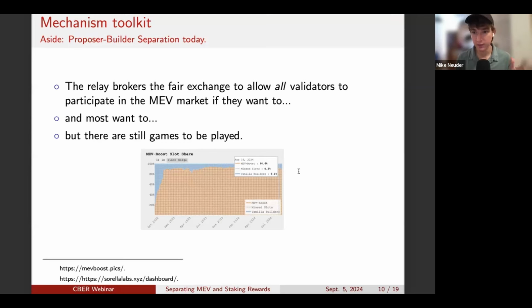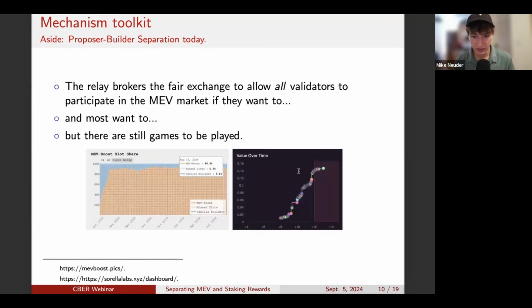However, there still are games to be played. This isn't done and dusted. We can't just say, oh, MEV Boost is the perfect system and we're going to leave it as is. One of these games is displayed in this picture on the right. Again, this one's from Sorella Labs. And this shows the value of bids in this auction as time progresses. So the Ethereum validator who's selected to be the proposer has 12 seconds to propose their block. The honest behavior is to propose it right at the beginning of your slot, essentially.